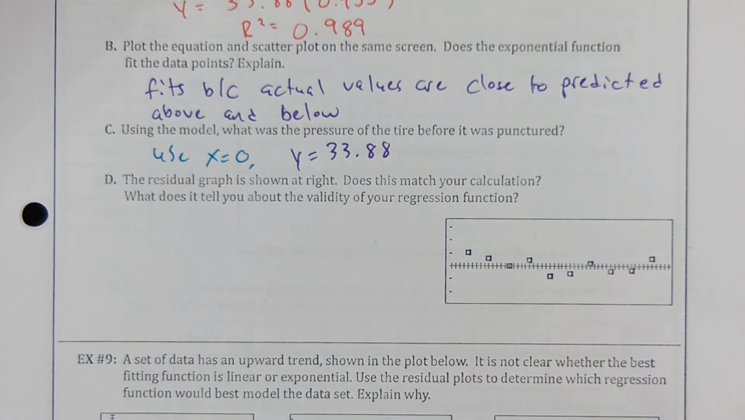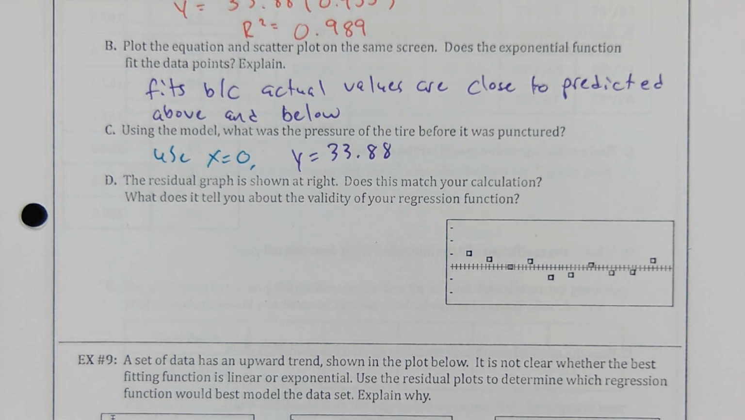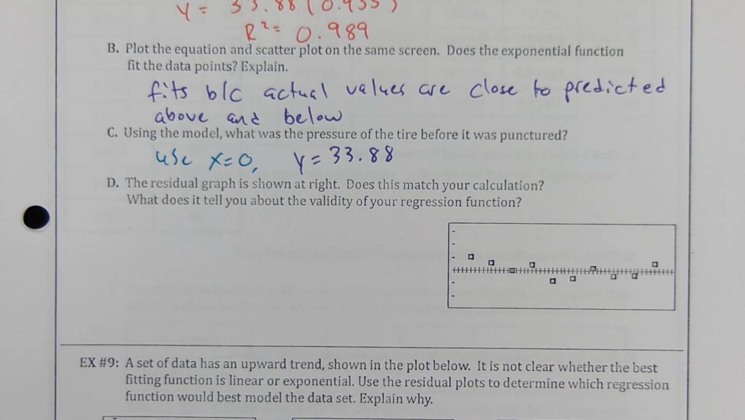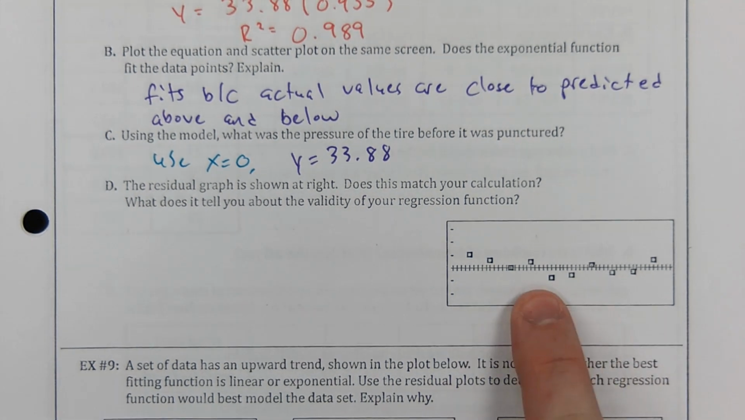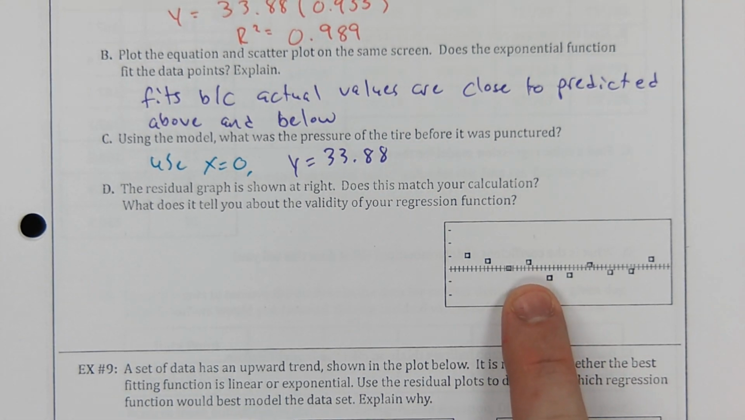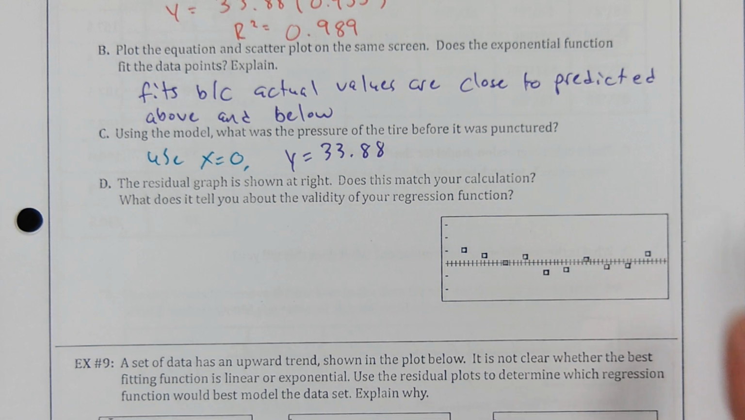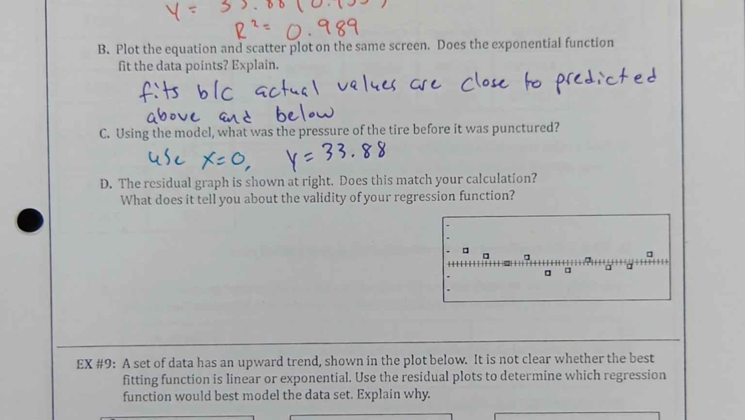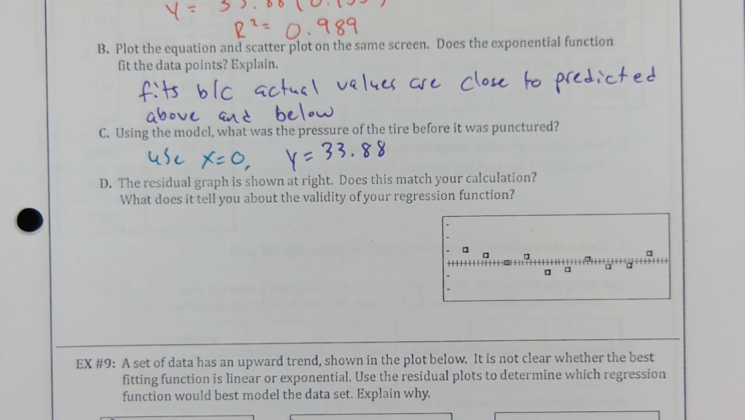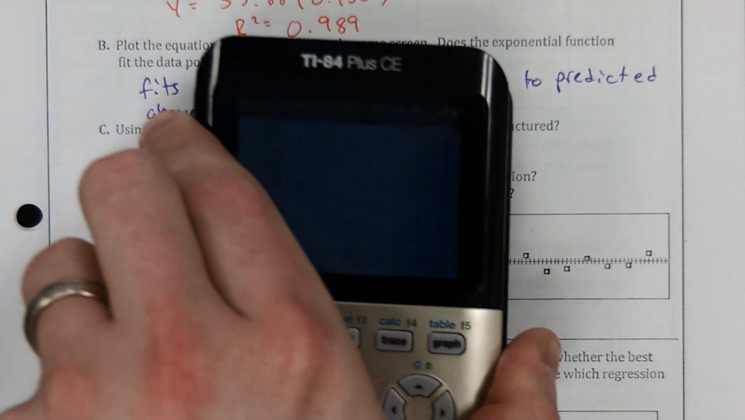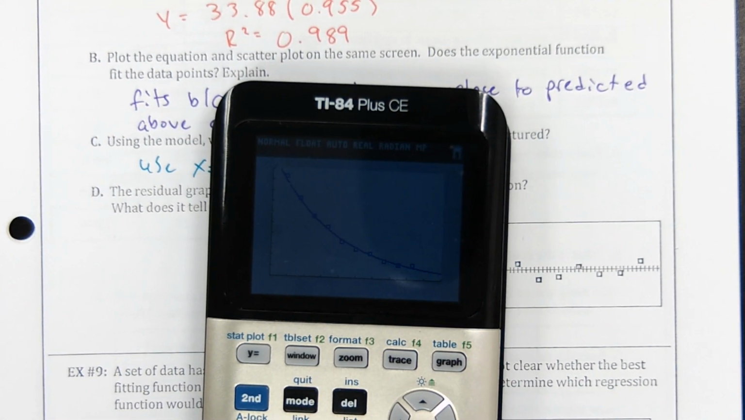They gave us the residual plot. It says the residual graph is shown to the right. There it is. Does this match your calculation? What does it tell you about the validity of your regression function? Well, this is showing residual values that are close to predicted values above and below. I'd say this matches. But if you weren't sure, you could do the residuals yourself if you wanted to.